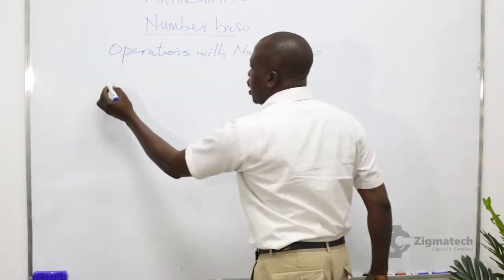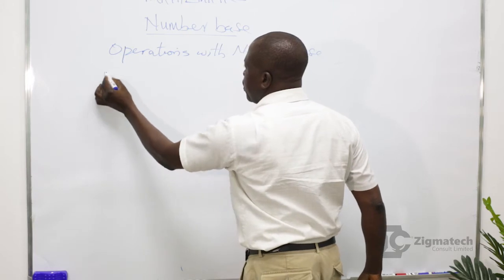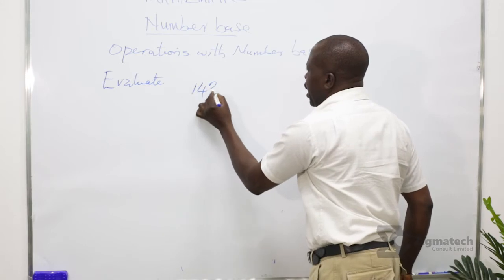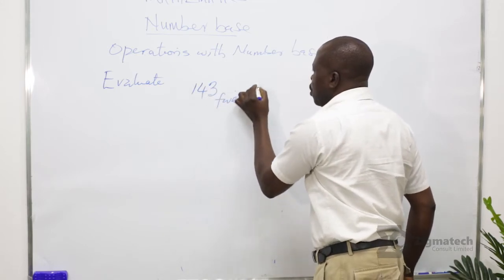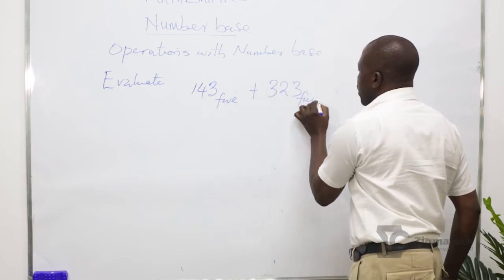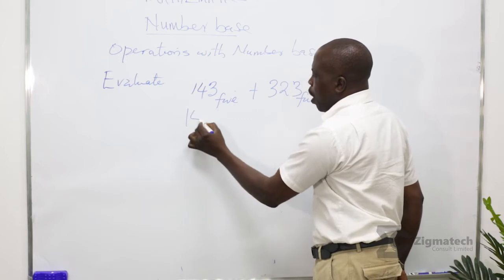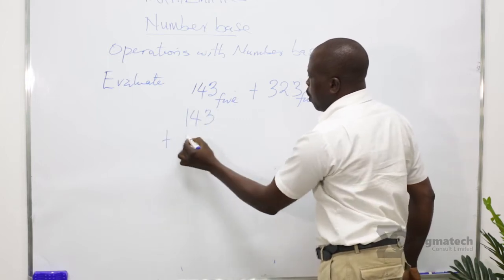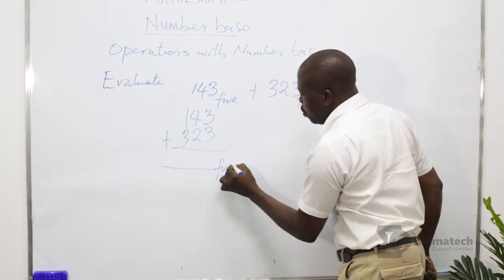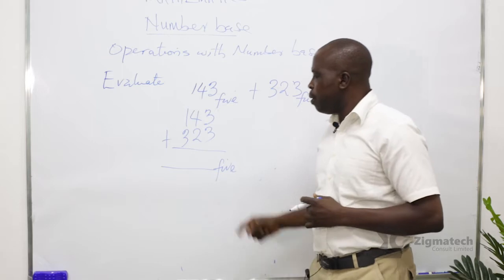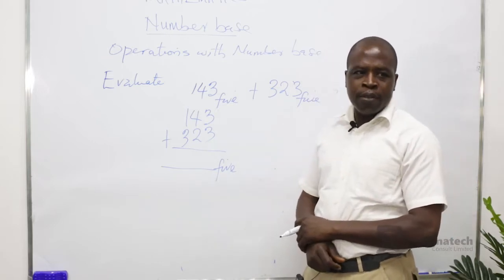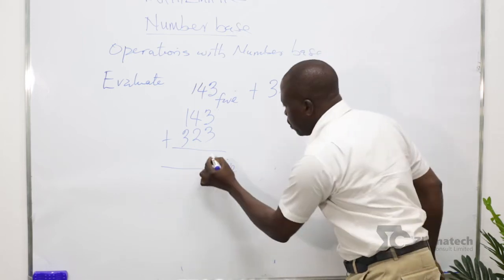For example, if you are to evaluate 143 base 5 plus 323 base 5, we do it this way. 143 plus 323, we add everything, and it's going to give us a number in base 5. Let's go. 3 plus 3 is 6. 5 goes into 6 once, it remains 1.